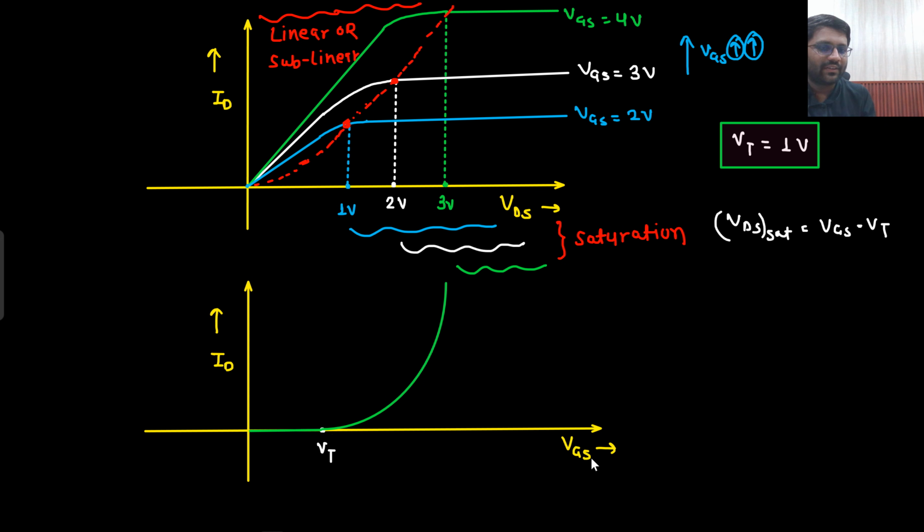Now when I am drawing ID versus VGS, then I am drawing it at a fixed VDS, right? ID versus VGS I am drawing. That means VDS I have kept fixed. Let's just say VDS was 2 volt. So if I am increasing VGS, what will happen? More VGS, that means more current.